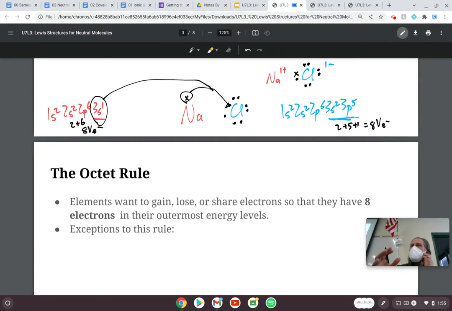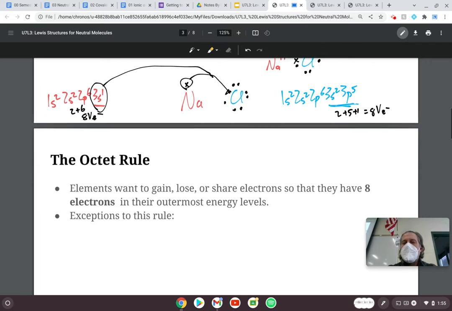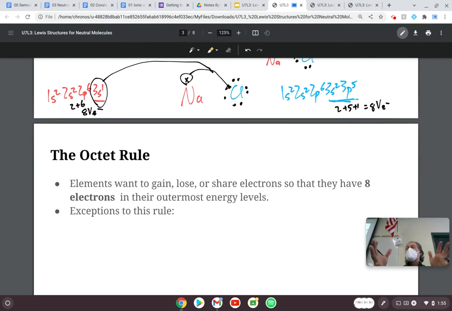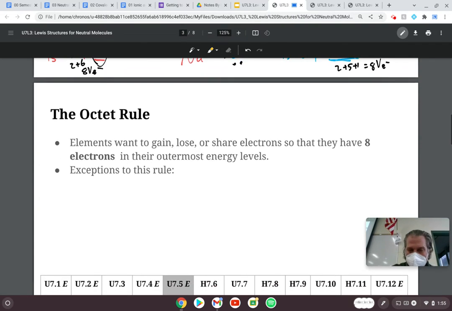So that's ionic. And in the covalent compounds, which is what we're going to spend the majority of this unit talking about, they don't transfer electrons, they share them. Of course, there are exceptions to every rule, so let's talk about those exceptions real quick.